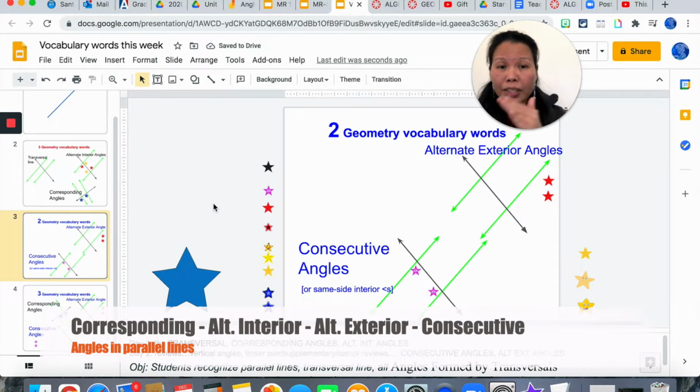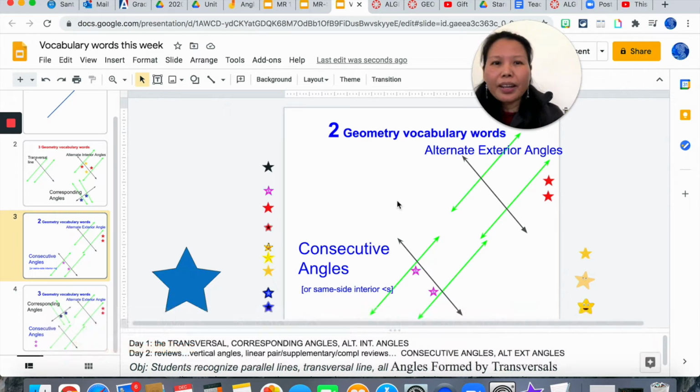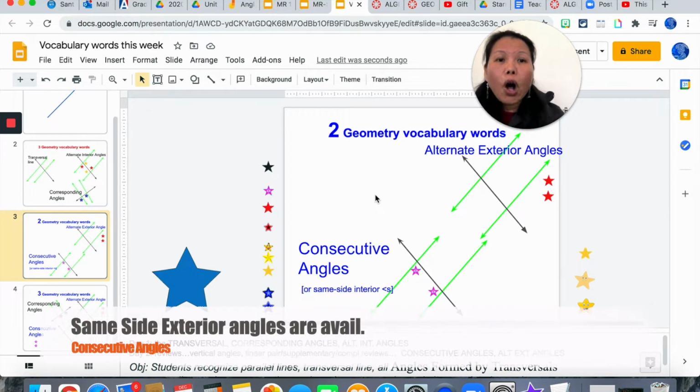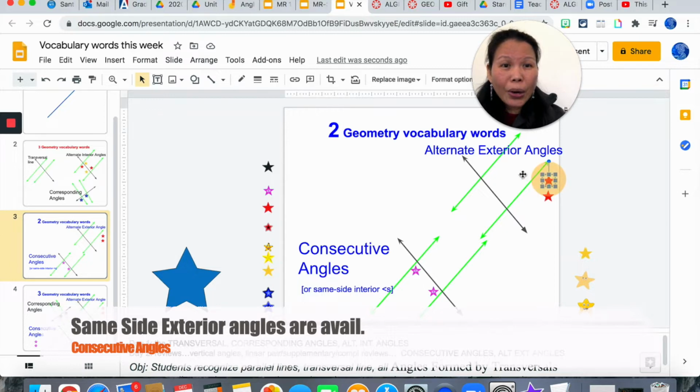Same side means on the same side of the transversal. Interior means inside the two lines of the angles. We also have another pair on the right side. Next word, alternate exterior angles. I'm going to demonstrate for you with the red star.